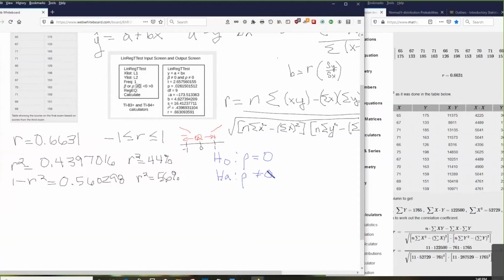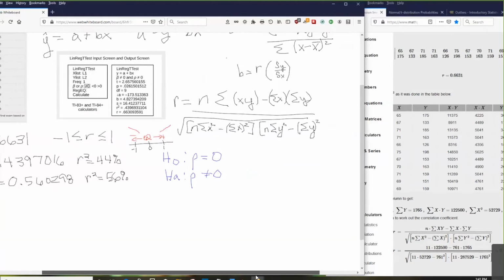So we're going to continue using the same sample data with the test. And there are two ways that you can test this hypothesis. The first one is using the p-value method that's similar to what we've done before, and the second method is using a table of critical values.